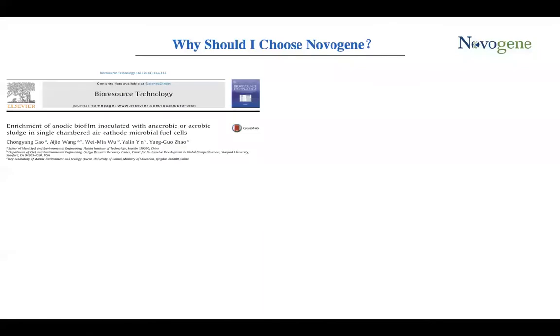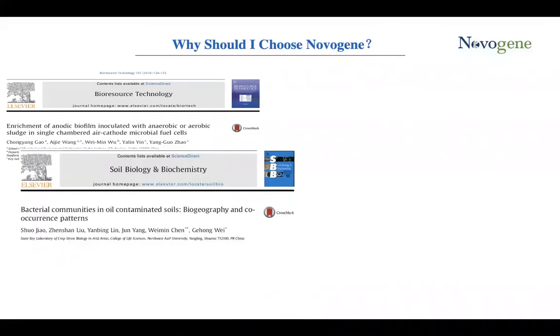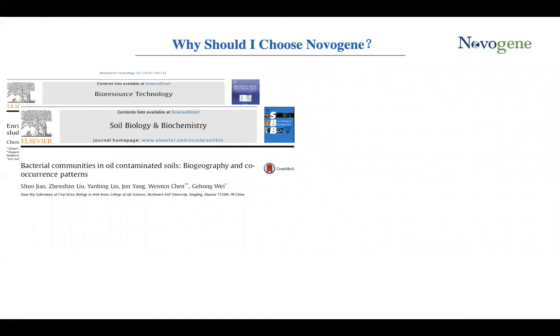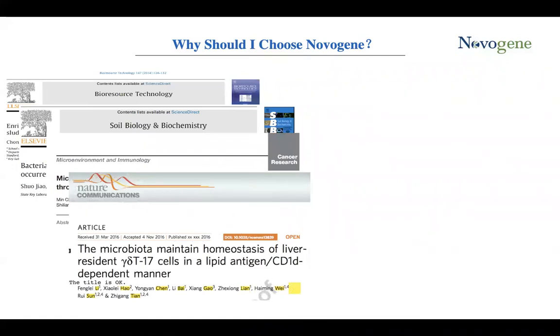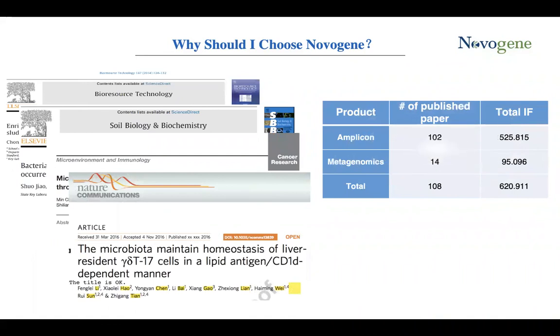So with all that being said, what makes us different from other companies in the market? Well, the most important one is that we have a vast majority of experience in metagenomics and microbial sequencing. Our clients have published various papers in related journals, and up to the end of 2019, the total count of published papers by our customers has reached 100, with a total IF of 620.